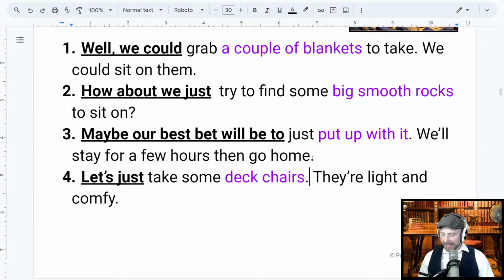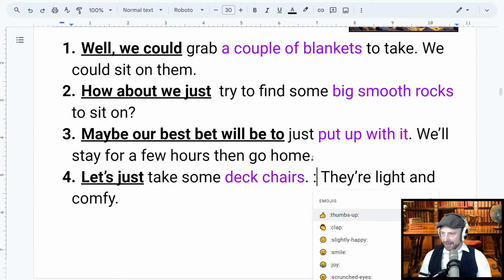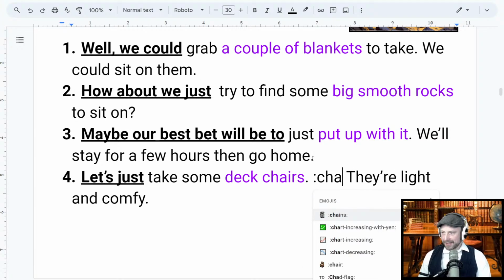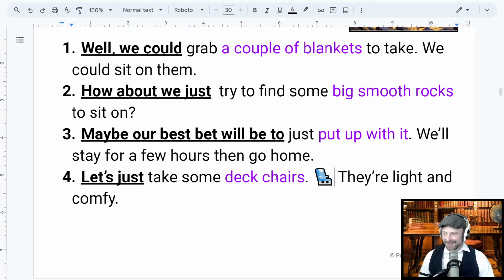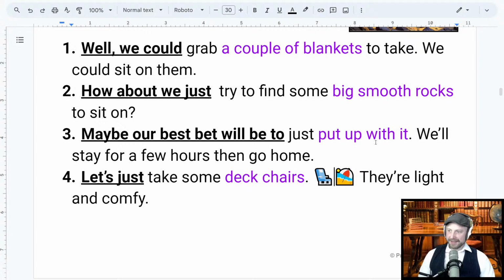Deck chairs. Can I get an emoji to represent deck chairs? Yes, kind of. No, not really. Kind of, if we put the beach in there as well. Kind of like a deck chair. How about we just find some big smooth rocks to sit on? So that was Pallavi's suggestion, actually. And Sonia, Zoya, and Mina all think that's a good idea.